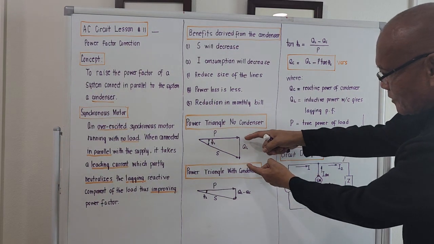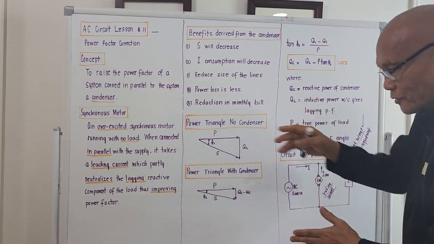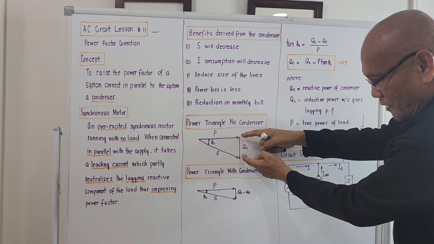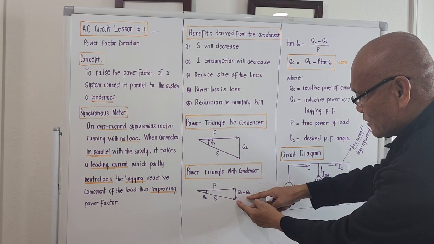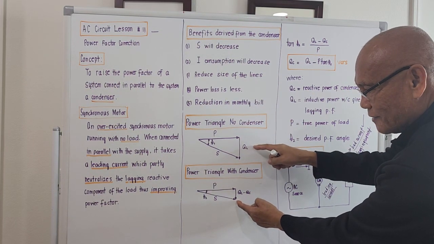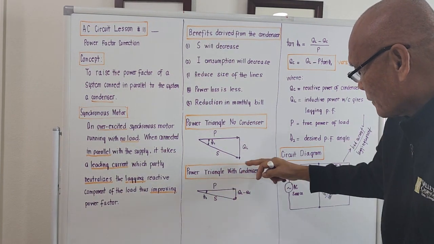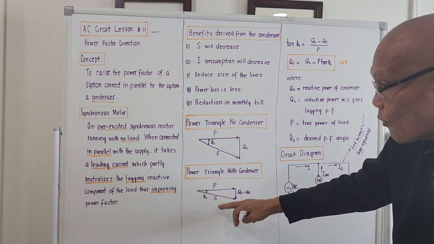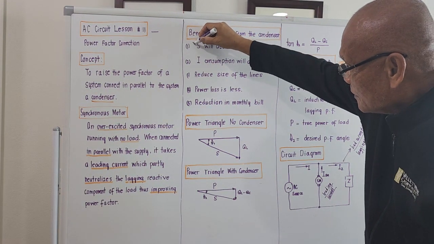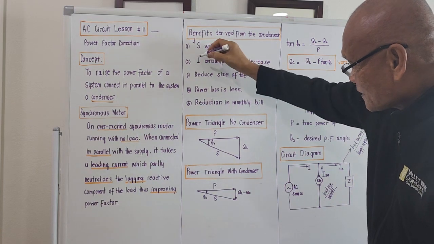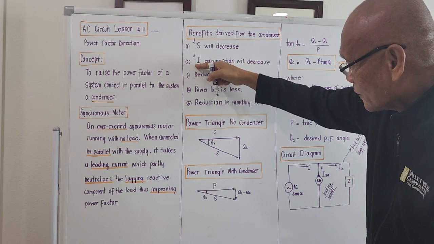If this is the reactive power of the load, the total motors, and we introduce that condenser, the reactive power of the motors will not be like this, because the QC of the condenser will fight out this QM. So the resulting power triangle with the condenser is actually small. Meaning S has decreased. Of course, current will decrease. If the total apparent power is decreased, the total current also will decrease.